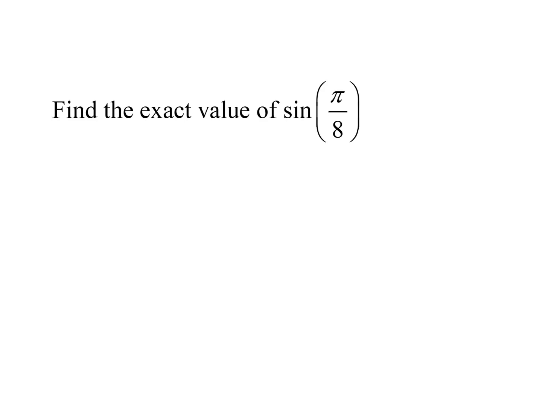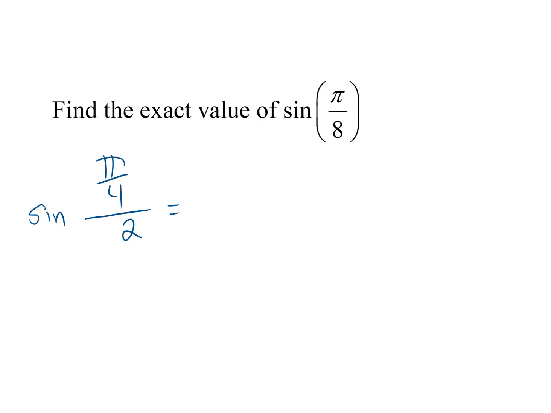We want to find the exact value of sine of pi eighths. Now let's look at this one and think about what if we took pi fourths and we divided it in half. That would be pi eighths. So we could use a half angle formula to get this.